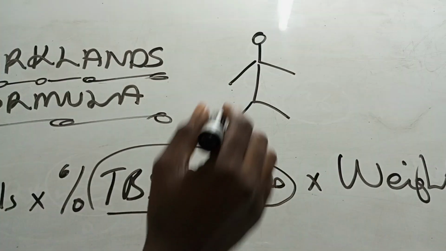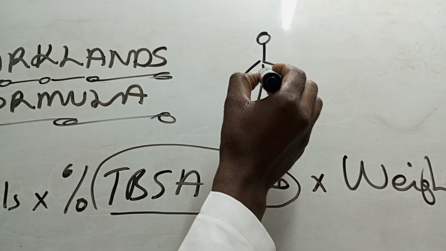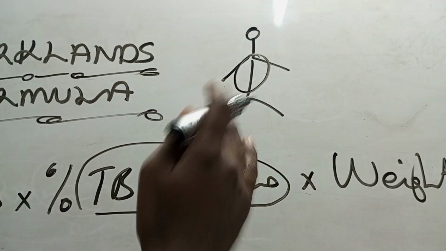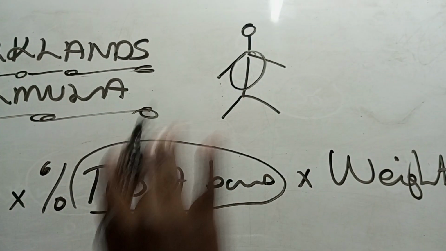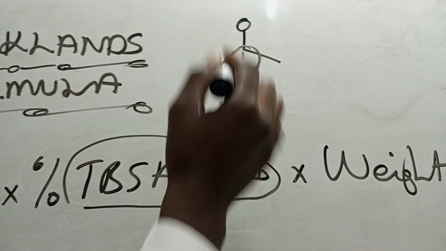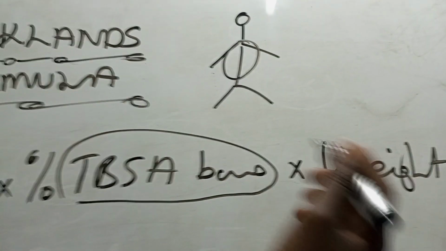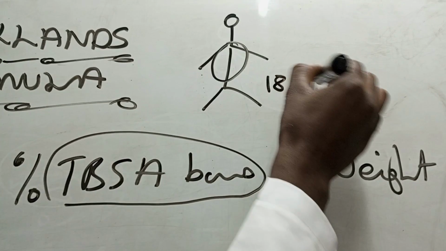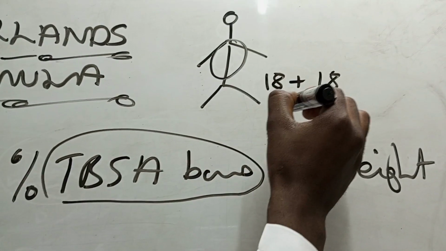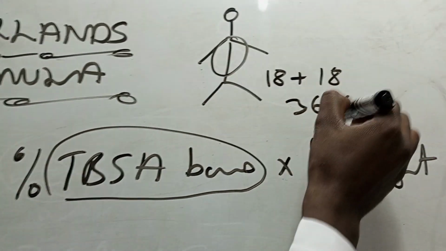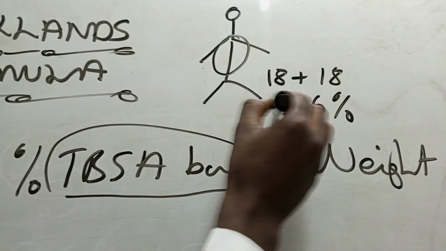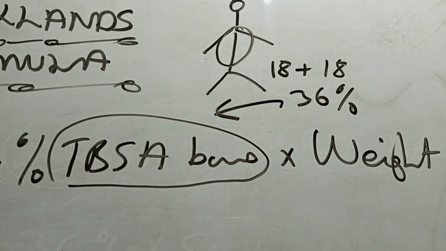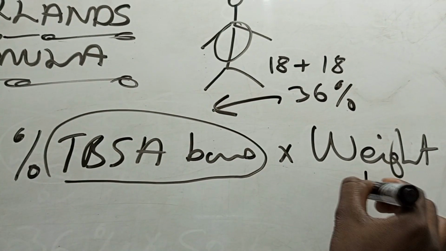Now, for us, we are going to be specific. We are going to follow the trunk. If someone sustains burns of the trunk, and they have not told you whether it is posterior or anterior, you are going to use both sides of the trunk. So the anterior trunk is 18, and the posterior trunk is also 18, which is going to give us 36%. Here we are going to assume the patient has a weight of 50 kg.